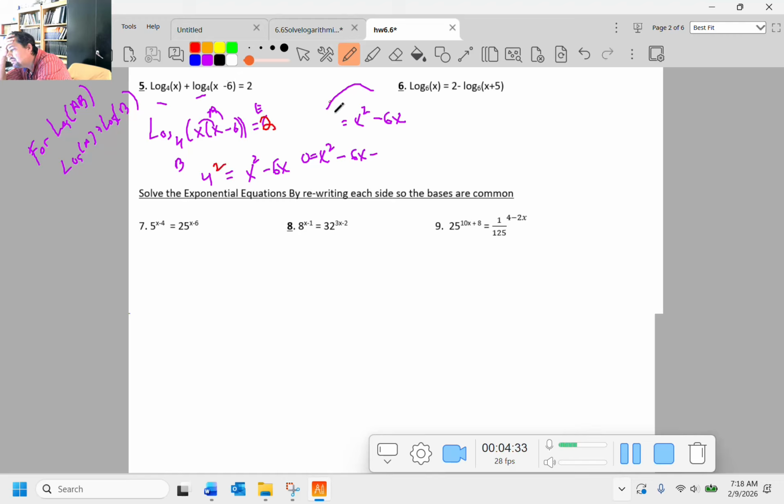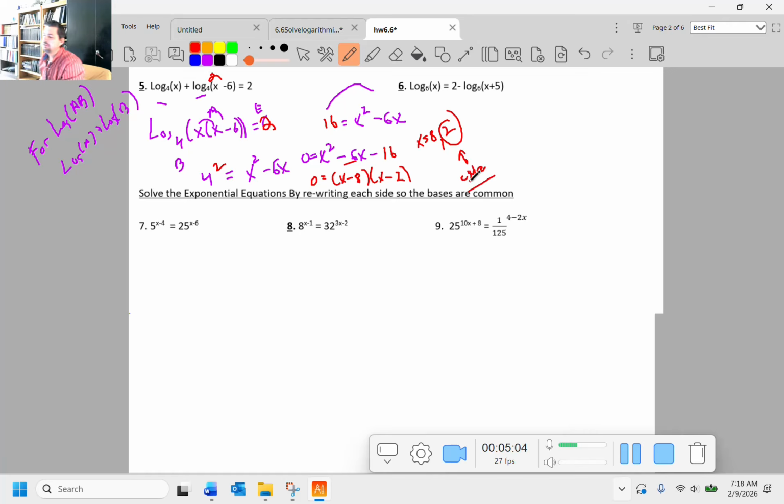Well, that makes the problem much simpler, because 4 squared is 16. So, are there factors of 16 that add to -6? Yes, there are. They're 8 and 2. So 0 equals x minus 8 times x plus 2, because we want to add to that -6. So our zeros are x equals 8 and -2 by zero product property. The -2 has an issue, because if you put it here, you'd have -2 minus 6 inside, which is negative. So this one is extraneous.